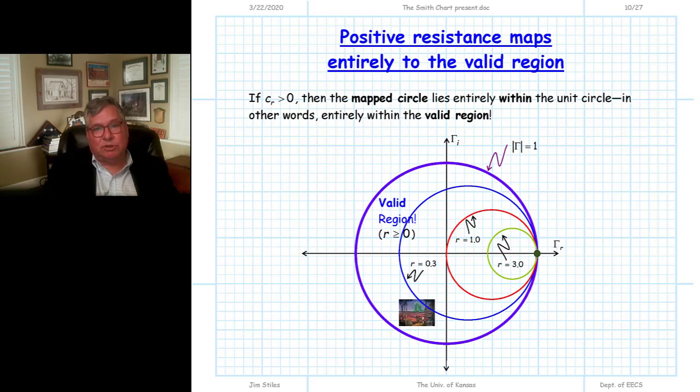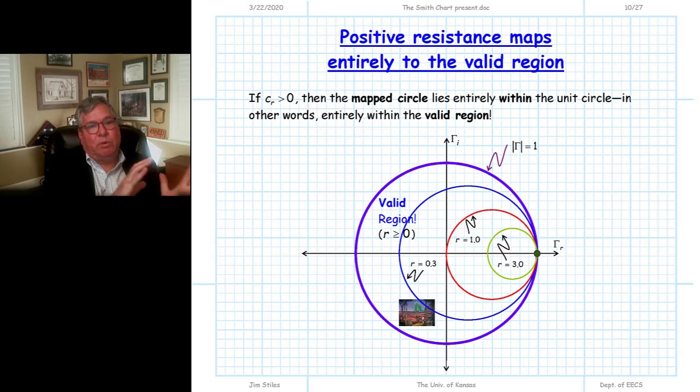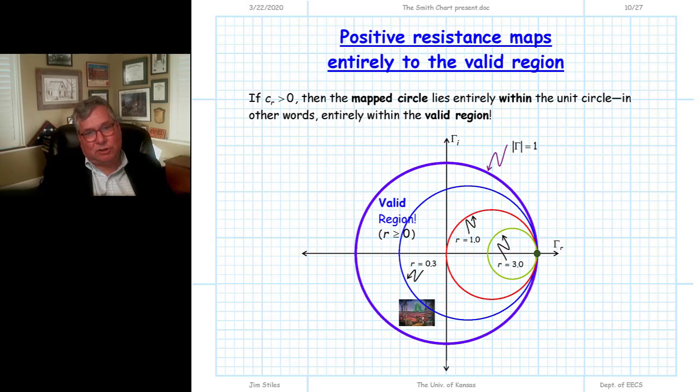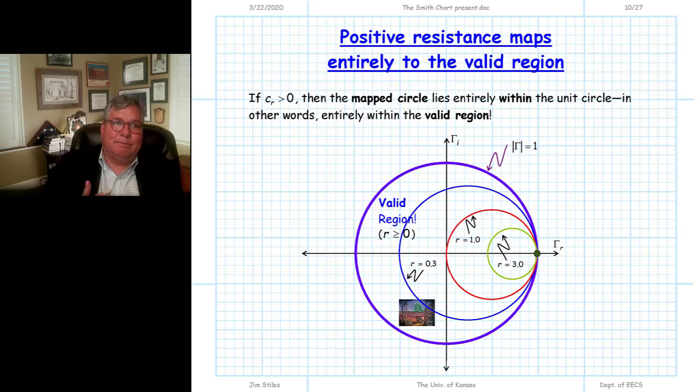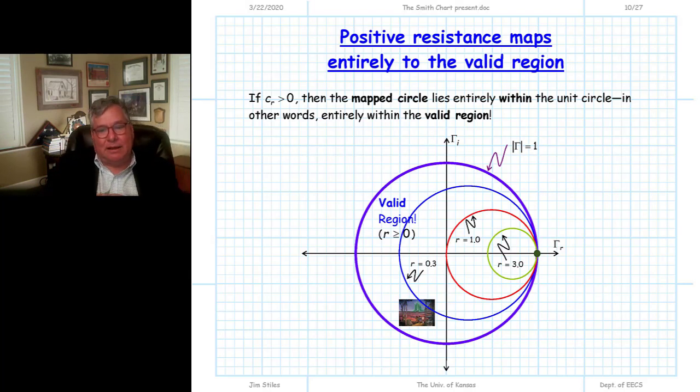And so it is no surprise that all of the mappings that we have from the right side of the complex impedance plane will map into the inside of the unit circle. And this is one of the great benefits of using a complex gamma plane: now our entire validity region fits in a finite region, a region defined by the unit circle.